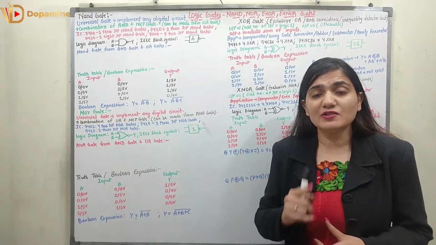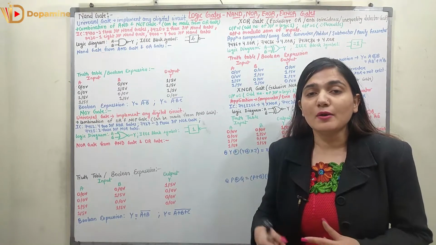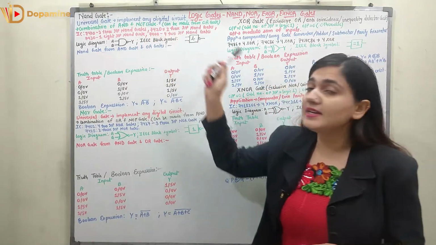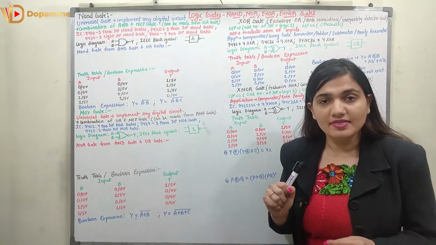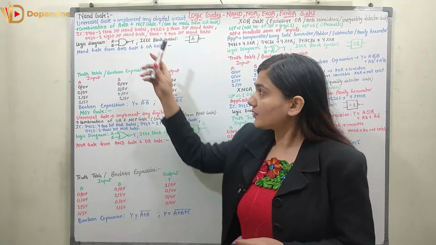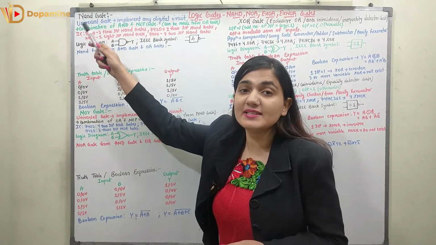So NAND gate is called as a universal gate. I use this term universal gate. What does this mean? So universal gate means I can implement any digital circuit using the NAND gate, right? So thus NAND gate becomes really important. We can make the NAND gate with the help of ICs. We can use the different ICs as the NAND gate.